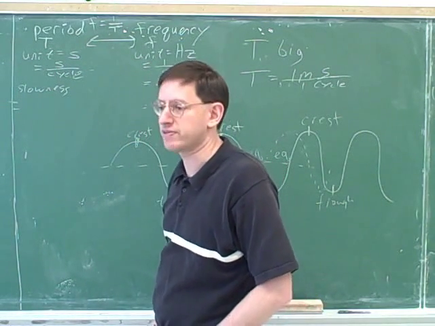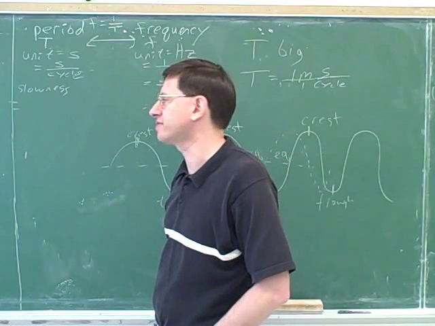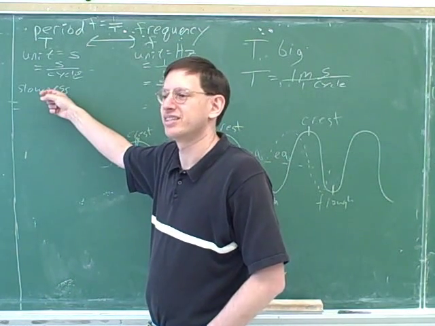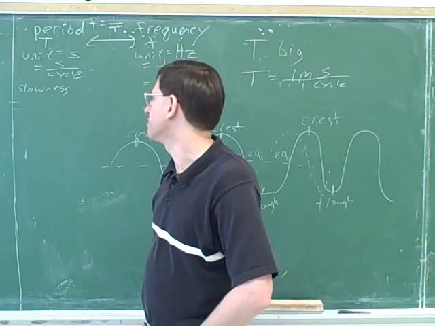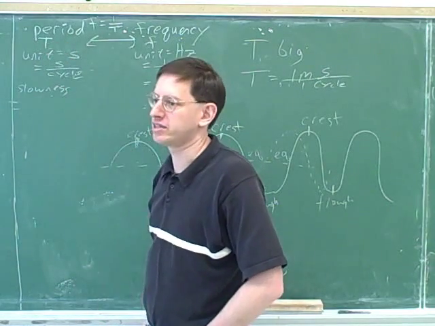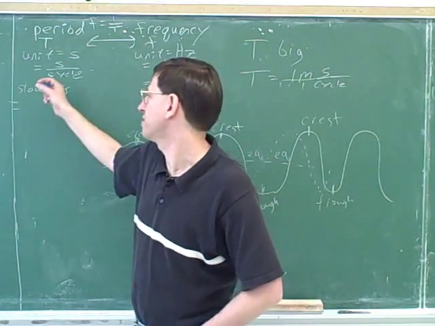That makes sense because T stands for time. Well, when do things take a lot of time? When you're slow. Things take a long time when you're slow. So if you have a long period, that means it takes a long time to go through a cycle. Well, that's because you're a slowpoke.